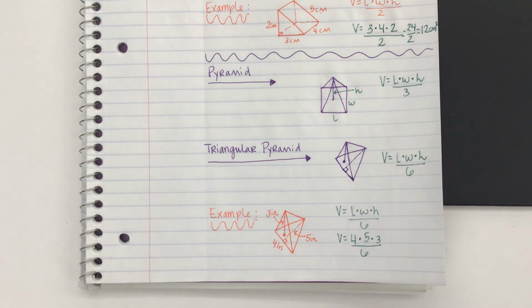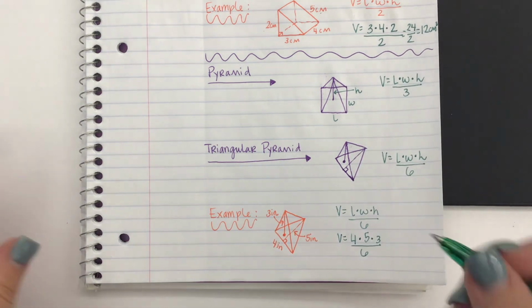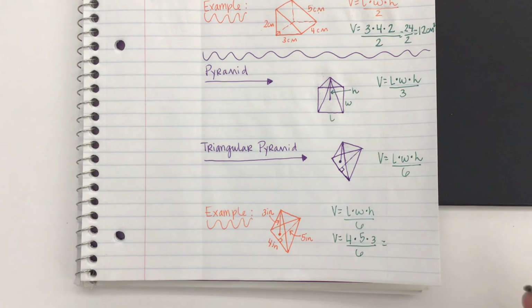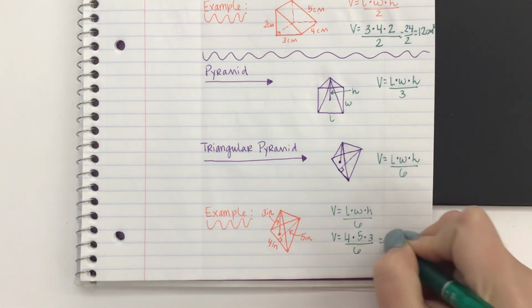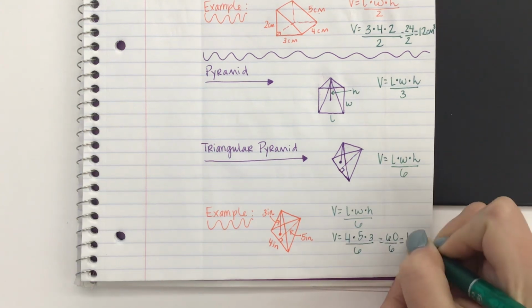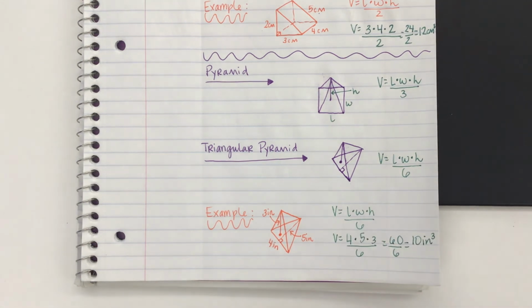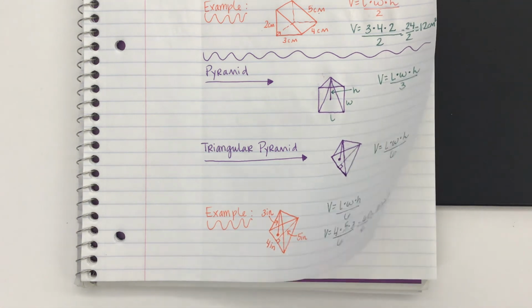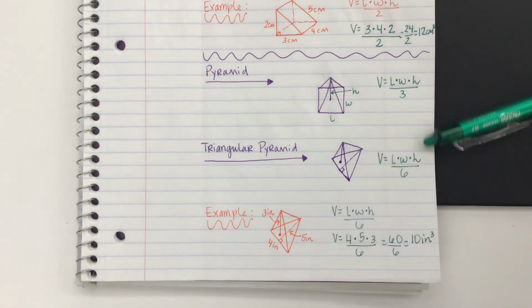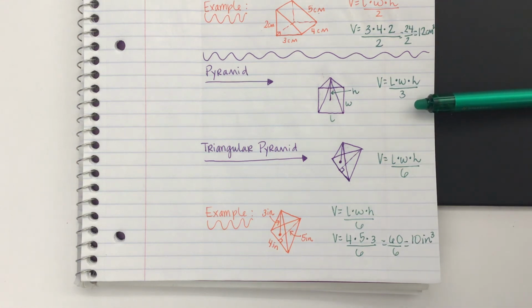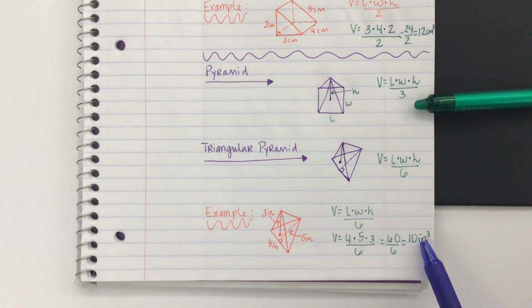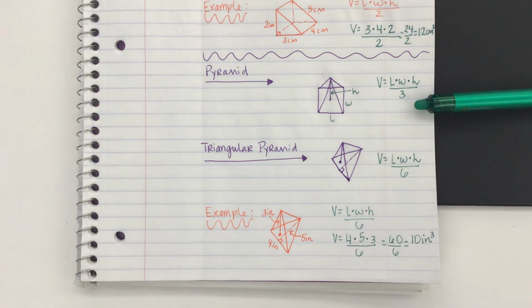And again, remember, multiplication goes before division, so we're going to go ahead and multiply all the numbers on the top. 4 times 5 is 20. 20 times 3 is 60 divided by 6, which is 10. And then inches cubed, because our answers are always labeled in cubic units. And I know some of you write centimeters all the time, but you have to think about what unit it is in the problem. So in this case, it's inches, so we label it inches cubed.